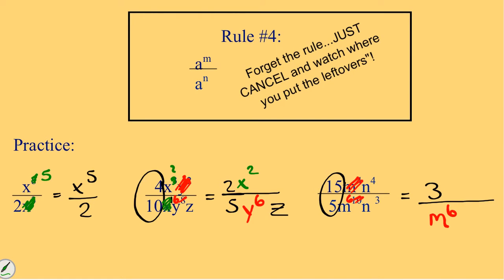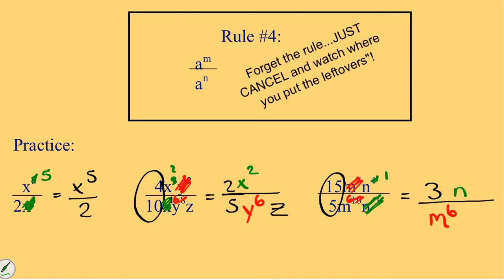And then with my n's, I've got more of them on the top. So that's where my leftovers are going to be. 3 are going to cancel. These 3 would be gone. 4 canceling 3 out would leave me with 1 left over. And you don't need that exponent there. You could leave it off and it would still be correct.